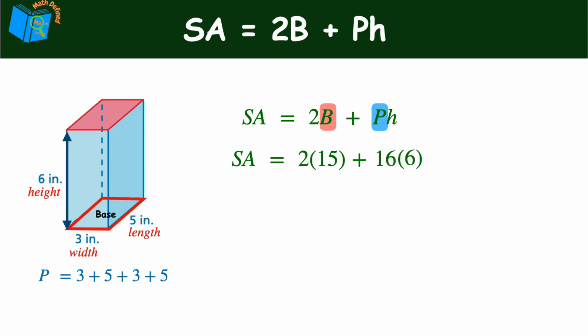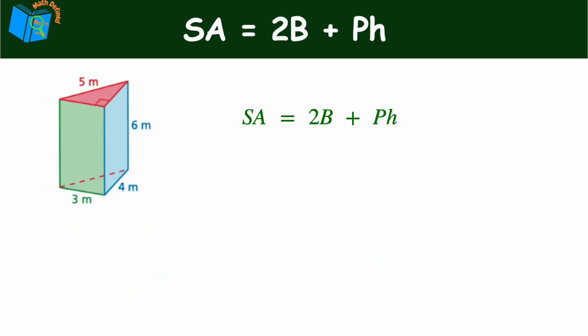Now we just multiply and then add to solve. 2 times 15 is 30, and 16 times 6 is 96. Adding them together is 126 square inches, which gives us the same answer we found before, but way faster.